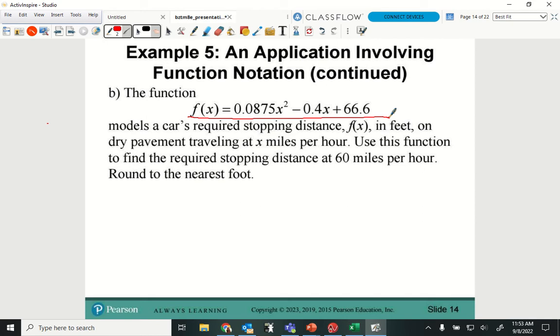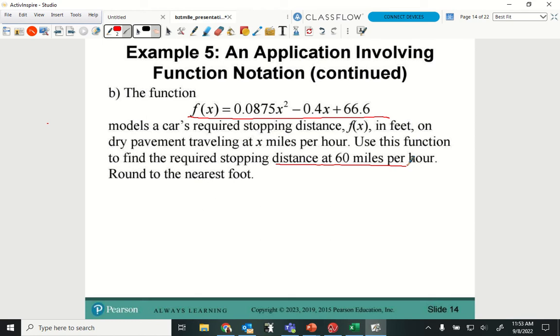So what I'm going to do is 60 miles per hour. Is that going to be the distance or my speed? Speed. That's my speed, right? So 60 miles per hour, that's going to go in for my x value. That's not going to be the value that I'm getting out of it, because the distance in feet is what I'm getting out of it. So the amount that I'm putting in is going to be 60.